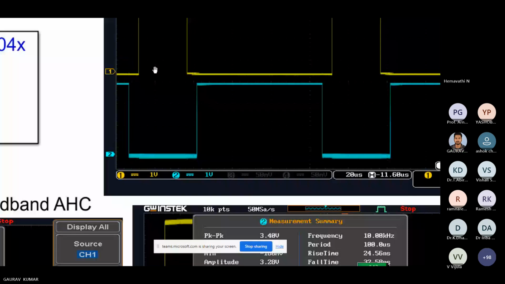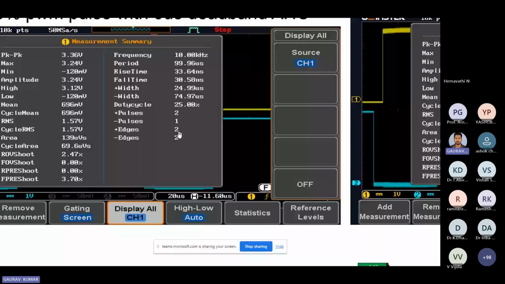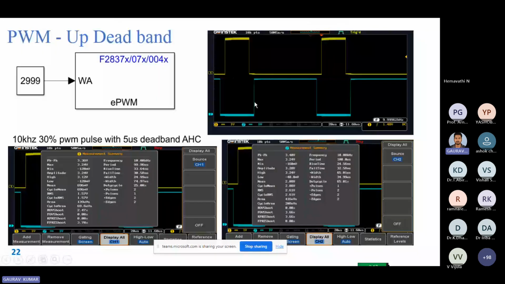Previously we had 30 microseconds, but right now I have given the 5 microsecond delay, so the width is reduced to 25 microseconds. You can see the 25 microsecond width is there, and the duty cycle changes to 25%.